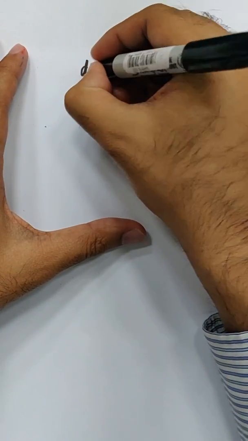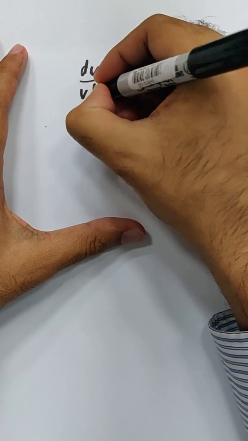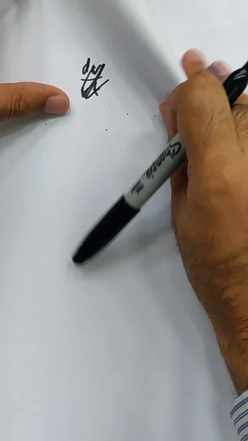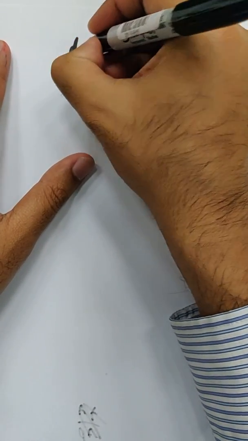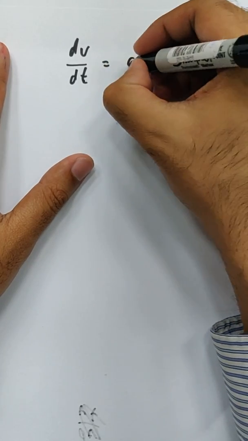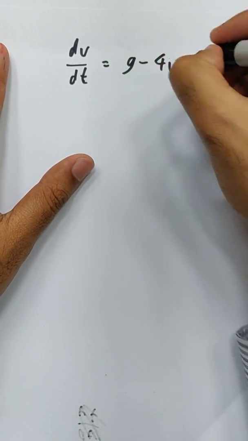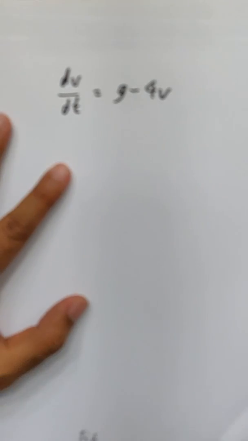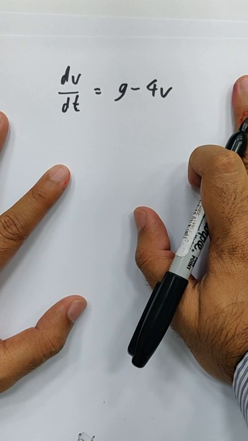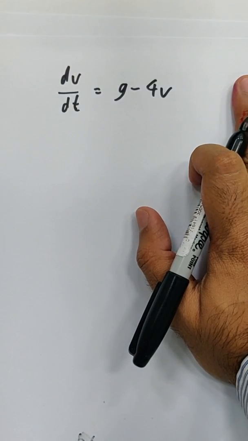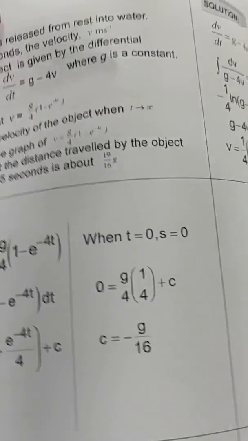So we start with dv, sorry, that's kinematics. dv over dt equals g minus 4v. And how do we proceed from here? How do we solve this differential equation? G is a constant, I think, as told here. G is constant.